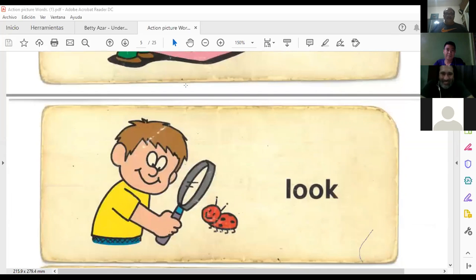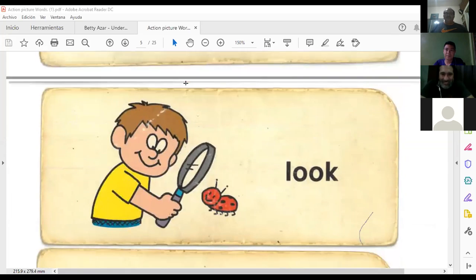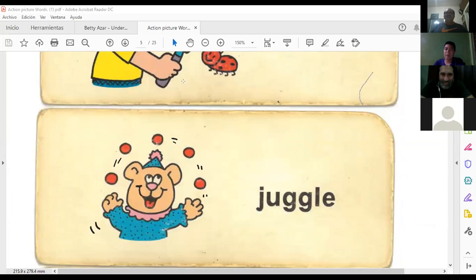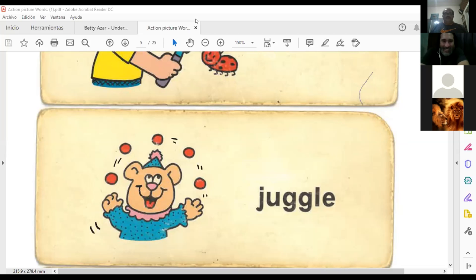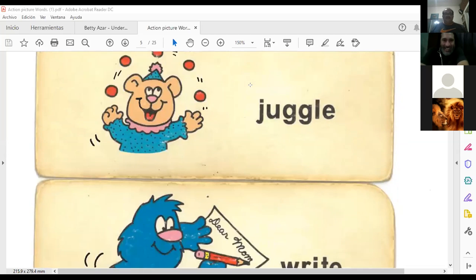Okay, fine. Then look, looked, looked. Then juggle. Okay, this is the action of juggling. Have you ever juggled, let's say, with balls or oranges or lemons? With oranges. With lemons. I try it, but I can't. Or melons. Or watermelons. Not possible. Very big.